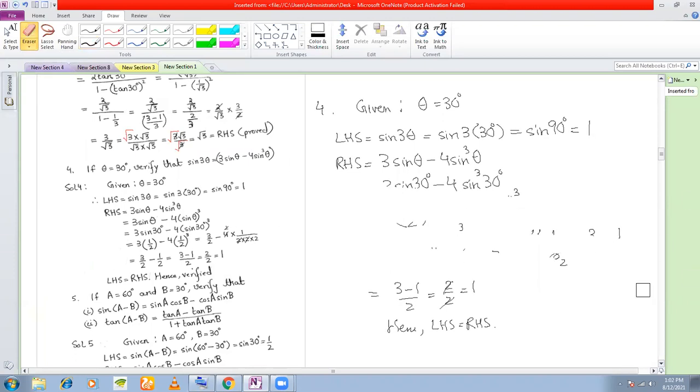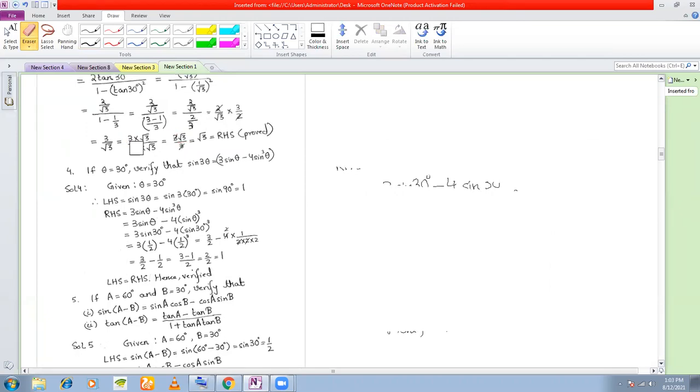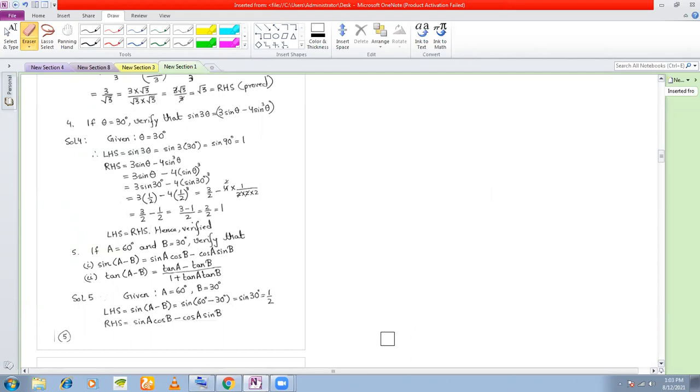So all these are easy, not a big problem for you. These are actually formulas which you'll be learning in class 11 and 12. The next one also, number 5. You have to verify this, sine A minus B. This is actually a formula in trigonometry. This is also a formula in trigonometry. Here, you don't need to learn. You just need to verify.